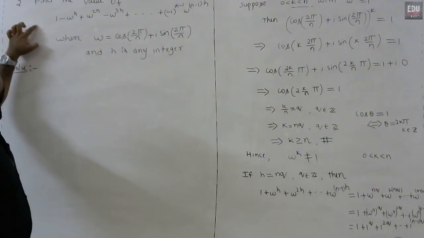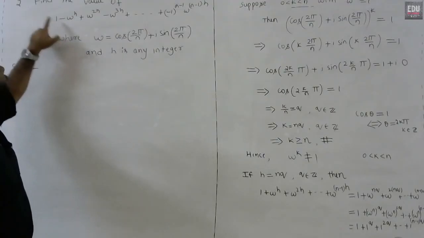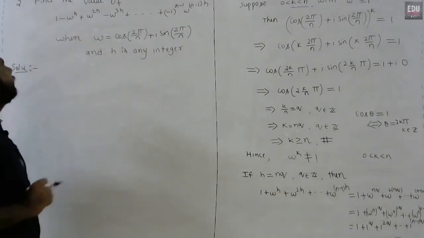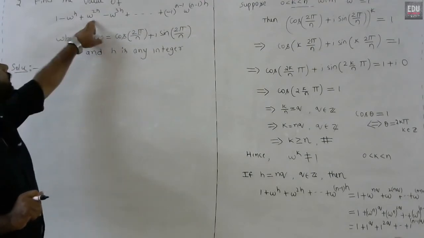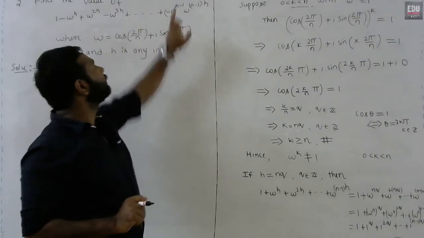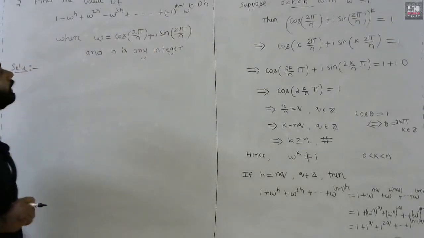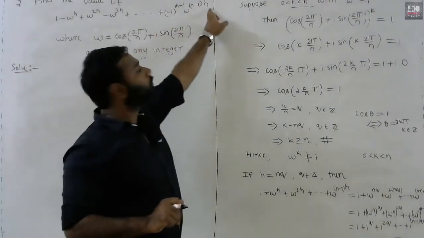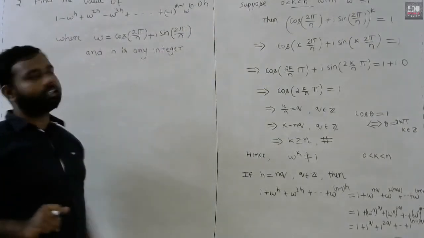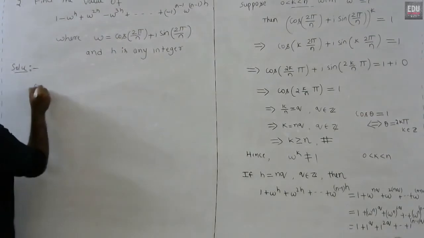The second problem is to find the value of 1 minus omega power h plus omega power 2h minus omega power 3h plus so on, plus minus 1 to the power n minus 1 into omega power n minus 1 into h, where omega is this and h is any integer. So start with the sum.